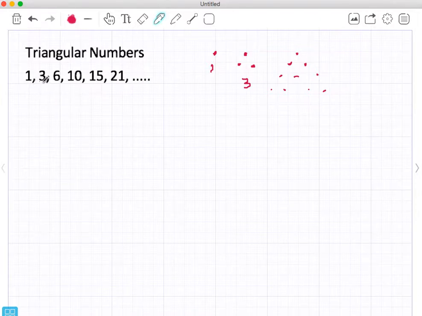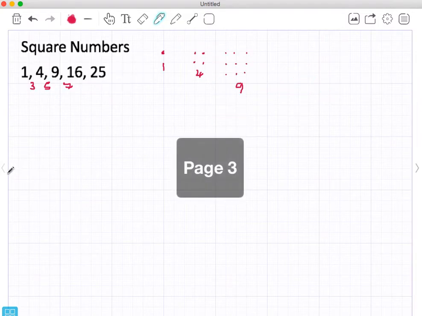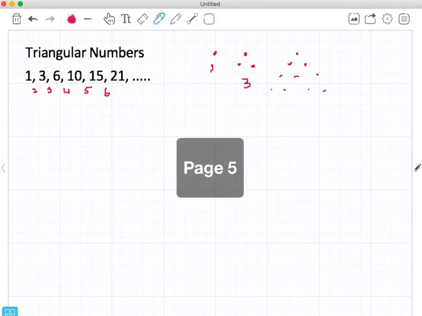And if you look at the difference between each of these, it's 2, 3, 4, 5, 6. So now I add 7 because that will be the 7 dots, and 8 and so on. And this one, the triangular numbers, another one worth remembering. It's a pattern that comes up a lot in maths. So try and remember these three: the cubic, the square, and the triangular numbers.